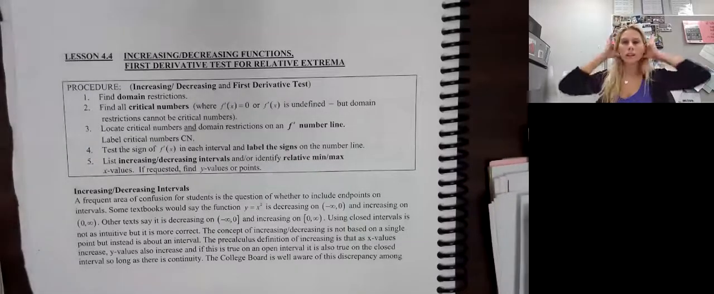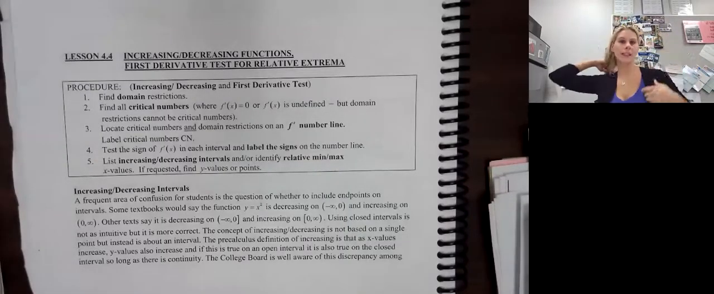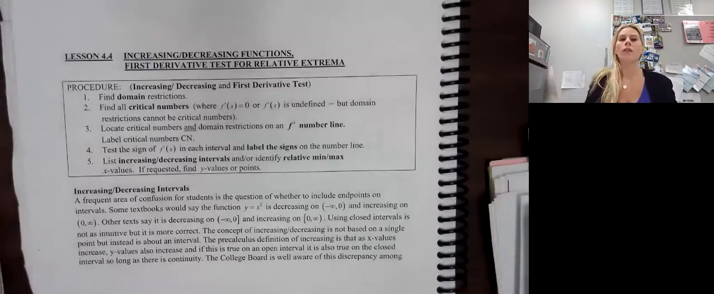Hey guys, so we're going to start 4.4, which is increasing and decreasing functions, and the first derivative test for relative extrema. So here is the idea of what we're going to do. First, we're going to look at any domain restrictions. Then we are going to find all critical numbers. Remember, that's where your derivative equals 0 or is undefined. But let's keep in mind, domain restrictions cannot be critical numbers. So that's why we do our domain restrictions first.